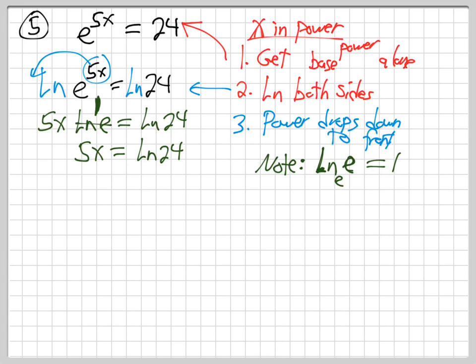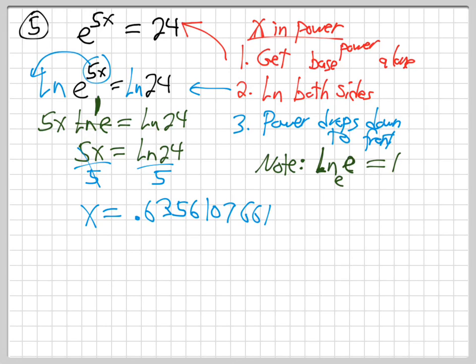5x times 1 is just 5x, right? And now how do we finish getting x alone here? Just divide by 5. And then hit the buttons on your calculator: ln 24 divided by 5. I'm getting 0.6356107661. It goes on and on. So that's good enough accuracy there.